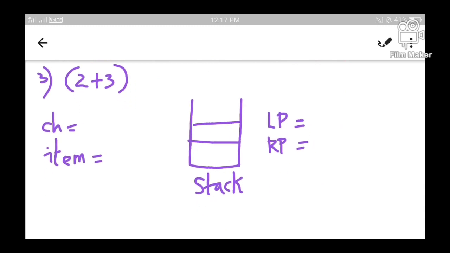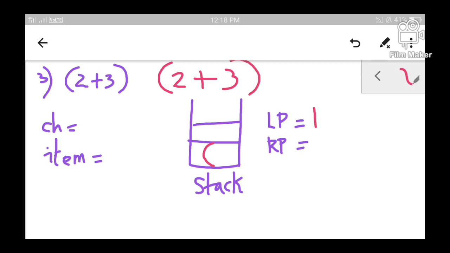Okay, stack is ready, LP and RP are ready, both of them are initialized to 0. And here I am reading the first character as left open bracket. So since it is a left bracket, it is entered onto the stack and value of LP is incremented by 1. Next character is read, which is 2. It is an operand. We have to do nothing. Moving on to next reading. I read plus, which is an operator. Again we have to do nothing. Moving on to the next character. I have read 3. It is an operand. Again I have to do nothing. Since it is an operand, I am moving to read the next character.